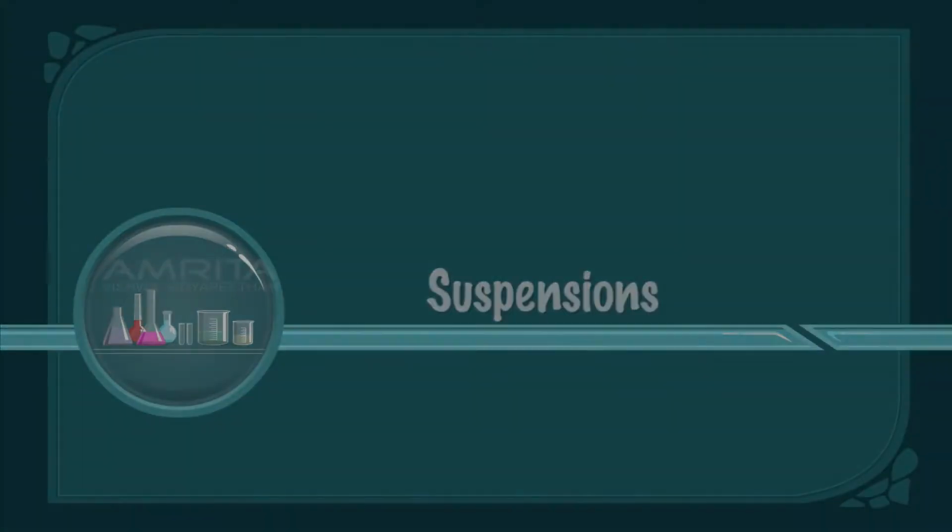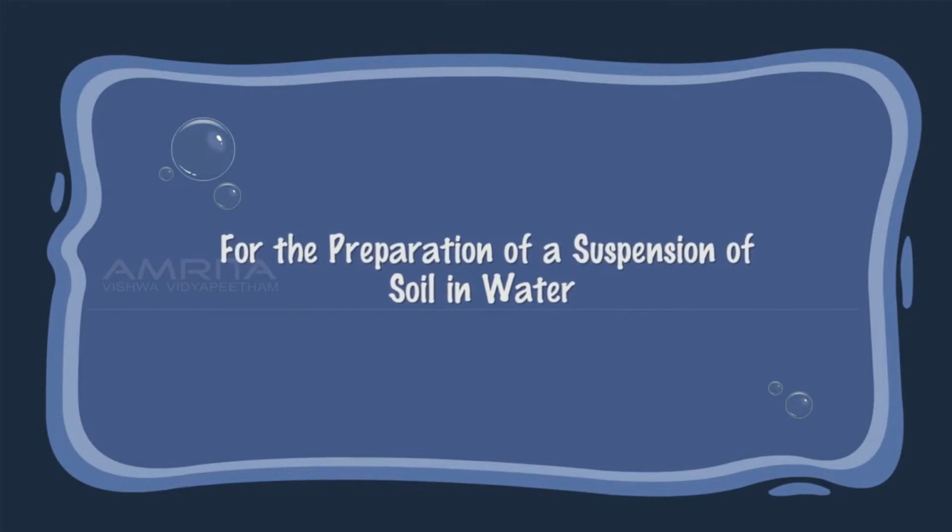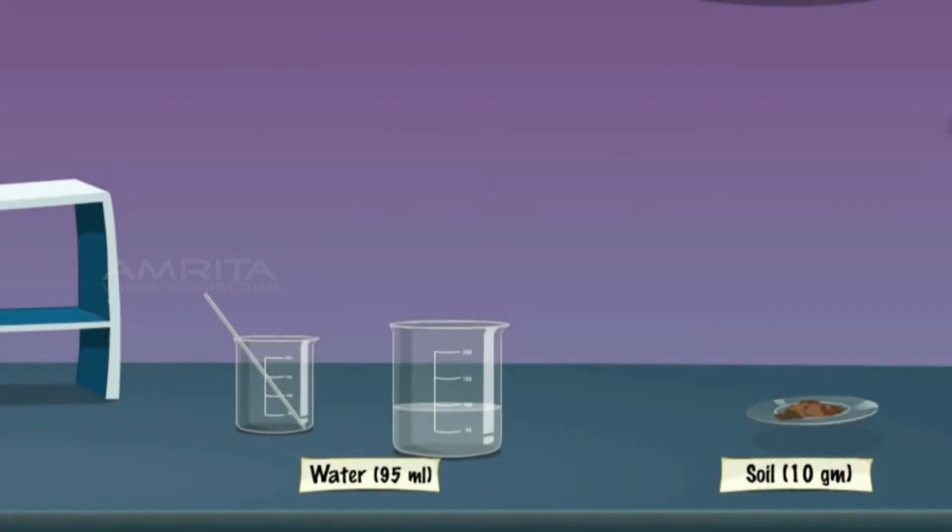Suspensions. For the preparation of a suspension of soil in water, add 10 grams of fine soil in a 250 ml beaker containing 95 ml distilled water. Then stir the solution using a glass rod.